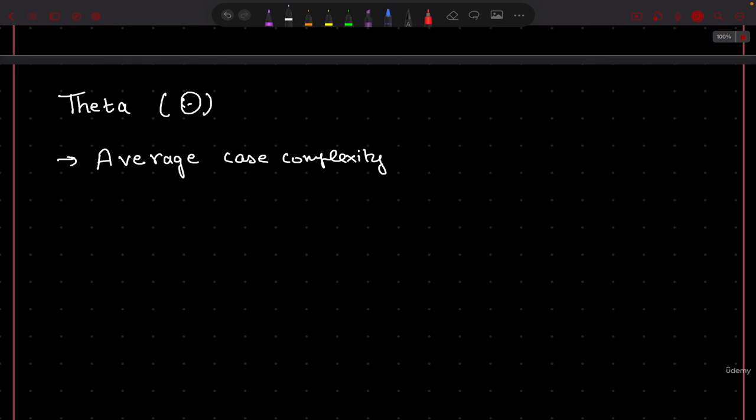Mathematically, it can be defined something like this. When your f of n is there, it is between c2 dot g of n and c1 dot g of n, right? It is basically in between your lower and your upper bound. So this is what is known as the average case.